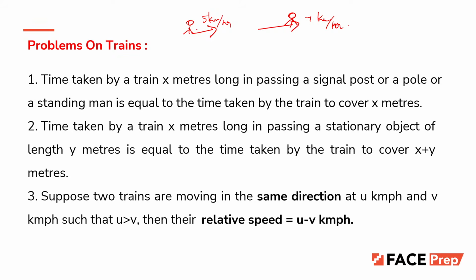For example, I have given you 5 kilometer per hour and 7 kilometer per hour. So now if they are moving in the same direction, what do I have to do? I have to subtract the speed. So subtract the speed, 5 minus 7.